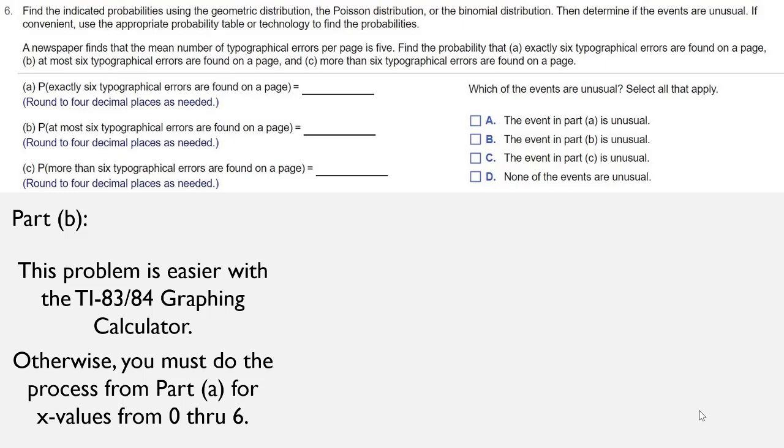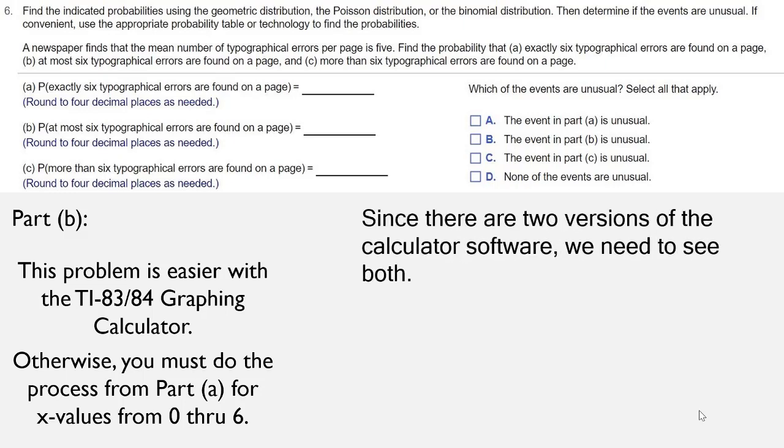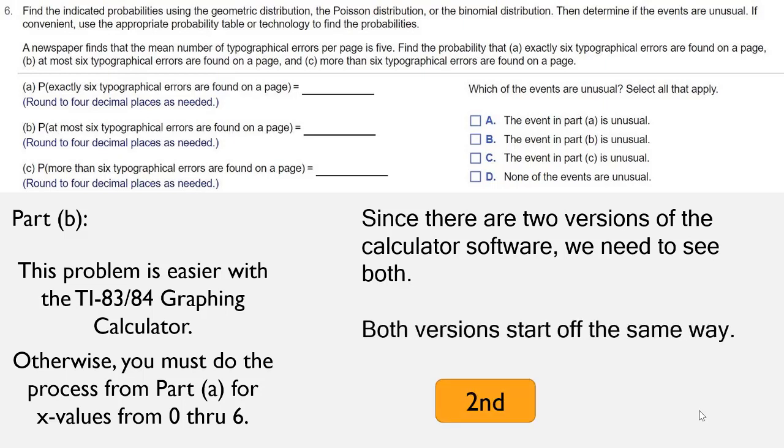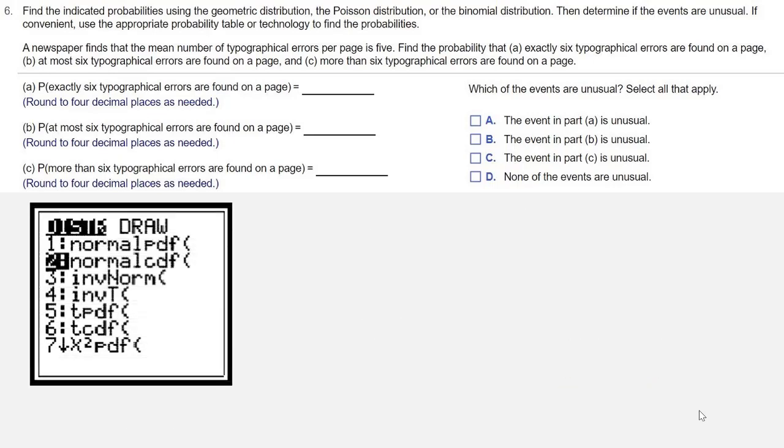Now, there are 2 versions of the calculator, and I'm not talking about the TI-83 versus the 84. I'm talking about within the TI-83 and 84, there are newer versions and older versions, which have slightly different software. So you will see some differences depending on which calculator you have. So I'm going to go through both different types of situations here. Lucky for us, they both start the same way, by pressing the second function button and then the vars button. Once we do that, we're taken to the distribution screen.